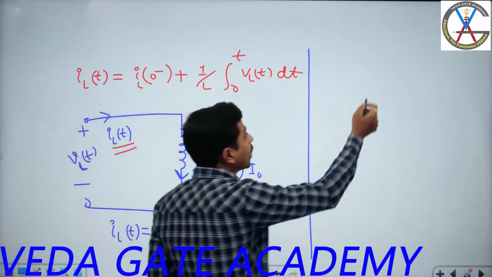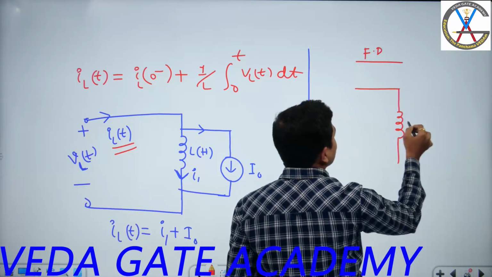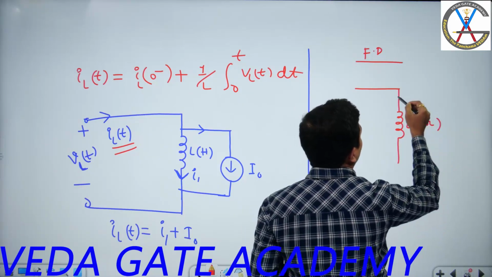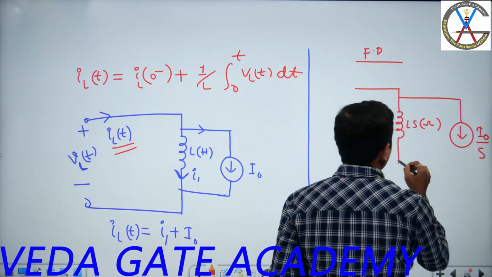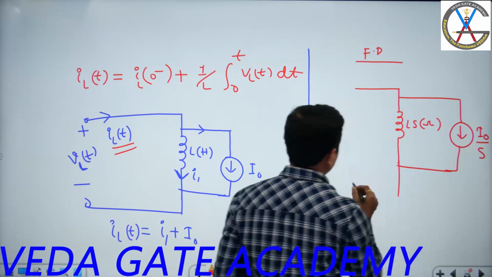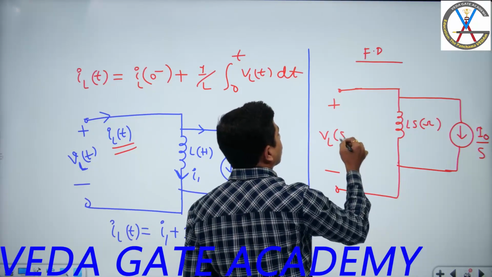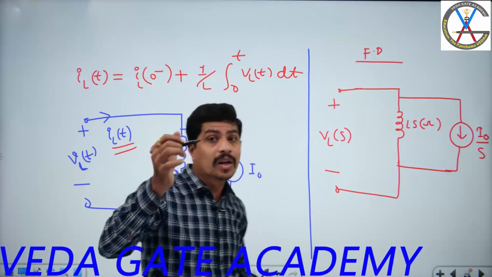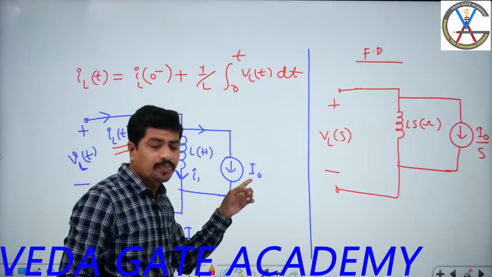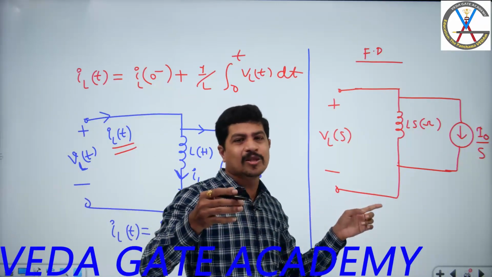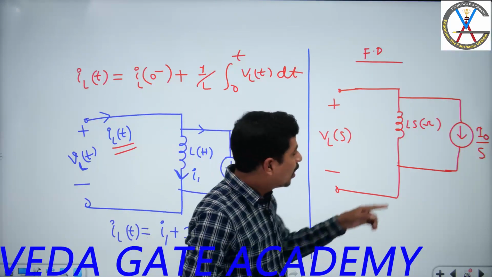Now in S domain, in frequency domain, the same I'm representing like this. This will be Ls in ohms. This current to the down, I0, will be written as I0 by S. This is VL of S. Why Ls? Because we know very well inductance in frequency domain will be represented with Ls and its units are ohms. I0 is a constant. The unilateral Laplace transform of a constant is 1 by S, therefore that is I0 by S.